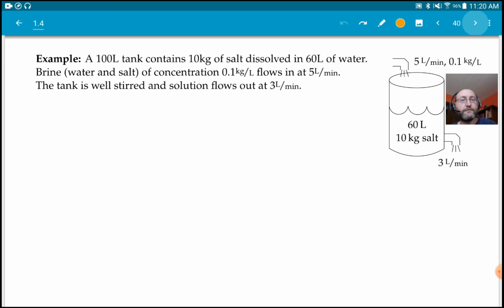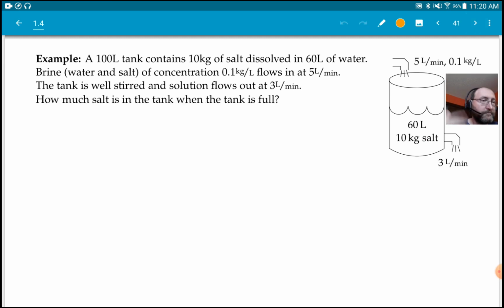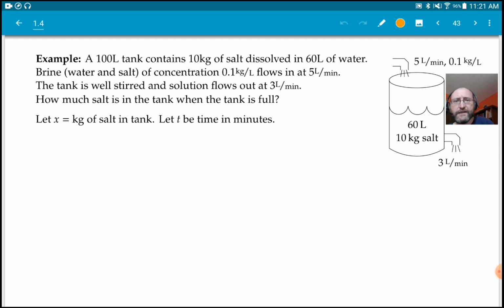So a question, one of many questions we could ask, is how much salt is in the tank when the tank is full. All right. So let x be the number of kilograms of salt in the tank. That changes, and that's really the thing that we're interested in. And let t be the time in minutes, because everything's given in minutes, so let's use those units.